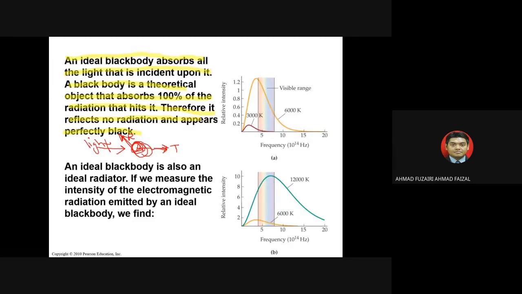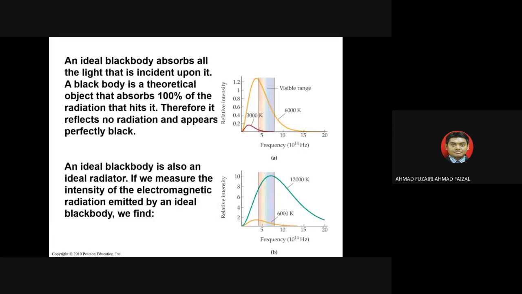So we come across this idea of black body, whereby this black body is what? It's a theoretical object that absorbs 100% of radiation that hits it. Meaning that if your ball somehow absorbs all the light incident on it, whereby there is no reflected light and no transmitted light, now you can treat your ball as a black body. So black body again is a theoretical object that absorbs 100% of radiation that hits it. Therefore, it reflects no radiation and appears perfectly black.